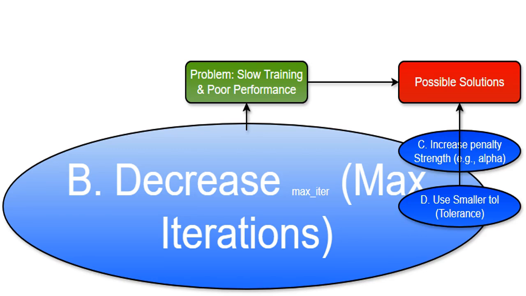It could decrease the maximum number of iterations, max_iter. This will make training significantly faster, but it also means I'm possibly stopping before the model finds the best solution. It's like prematurely ending a race. You might finish quicker, but your performance could suffer. Accuracy is potentially sacrificed for speed.